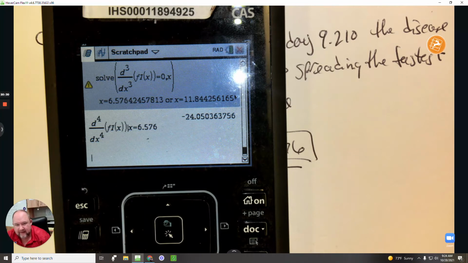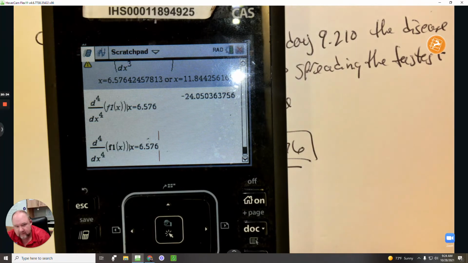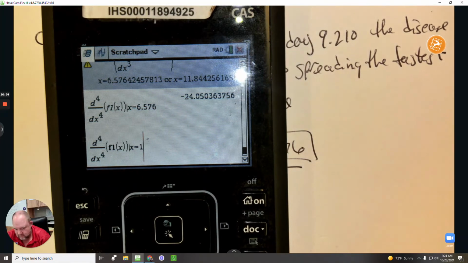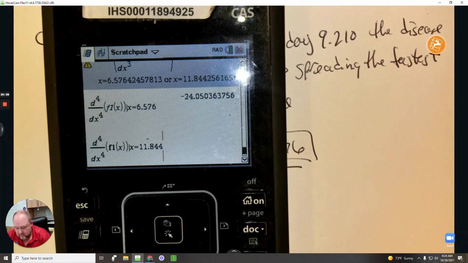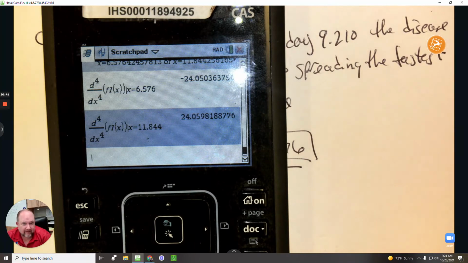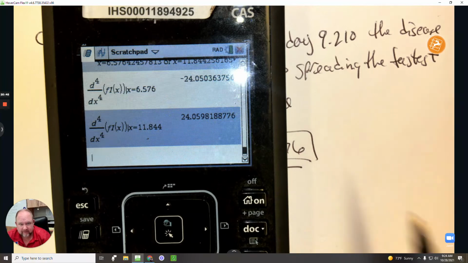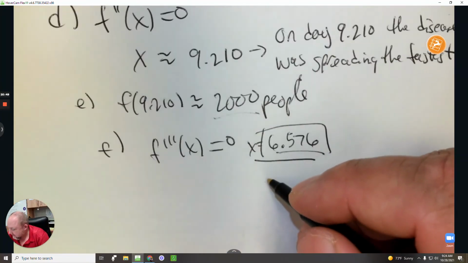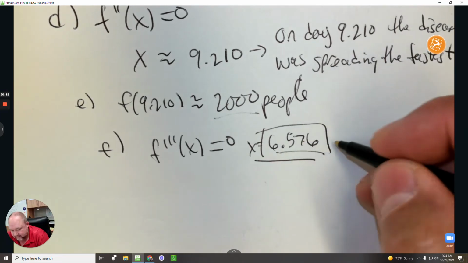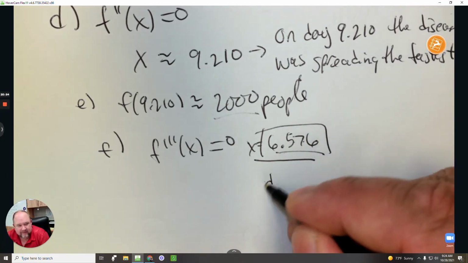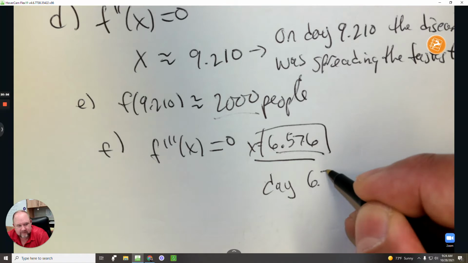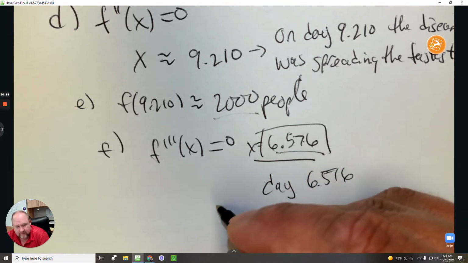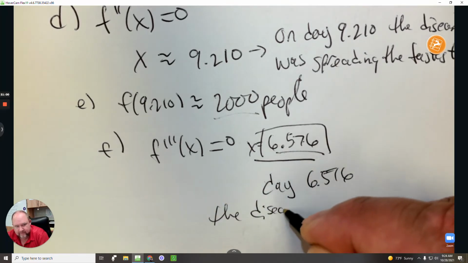I wonder what would happen if I put in 11.844. So at 11.884, that's a minimum because it's concave up, because it's a positive answer. Anyways, a good one. So that's a maximum. So when was the rate of the disease spreading increasing the fastest? At day 6.5, right? The disease was spreading the fastest.